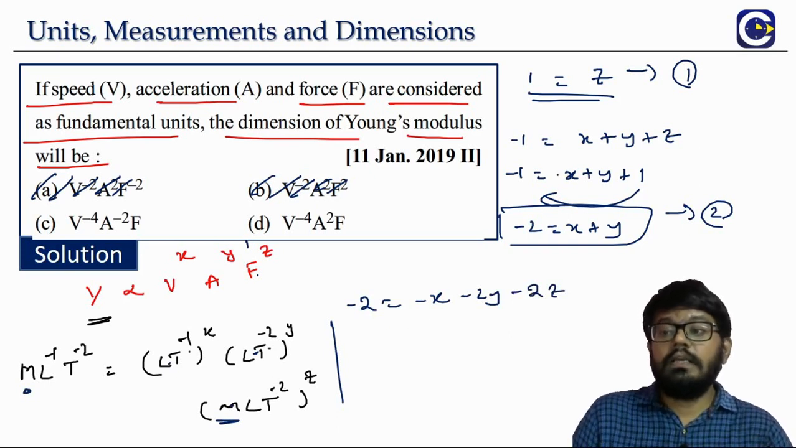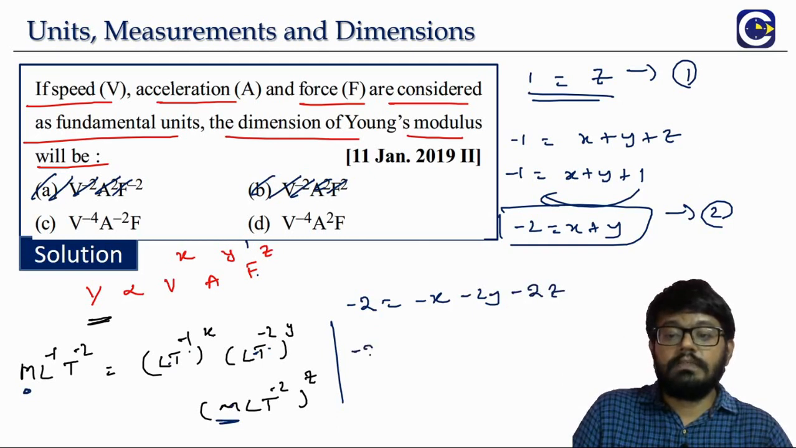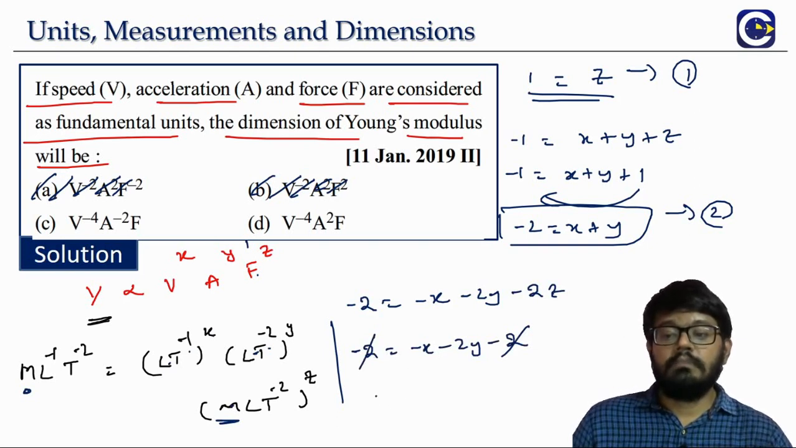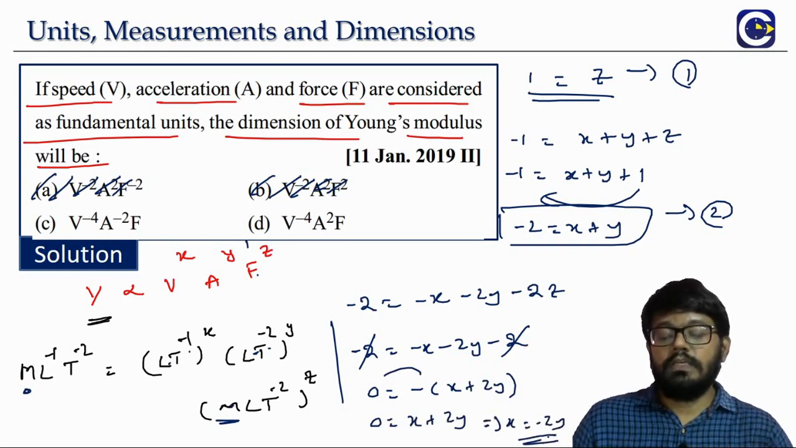Now what is there? Already we have the z value, z is equal to what? 1. So if we keep 1, minus 2 is equal to minus x minus 2y minus 2. Minus 2 cancels. Take minus common out. Left side, what is it? 0. 0 is equal to minus of x plus 2y, which means 0 is equal to x plus 2y, which means x is equal to minus 2y.